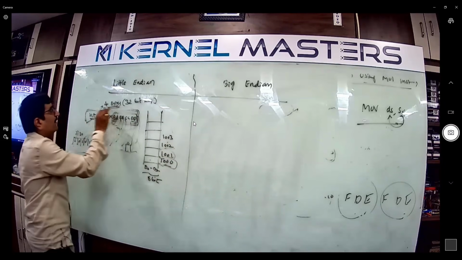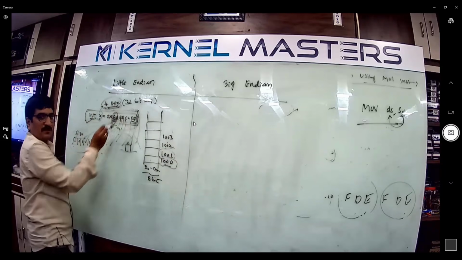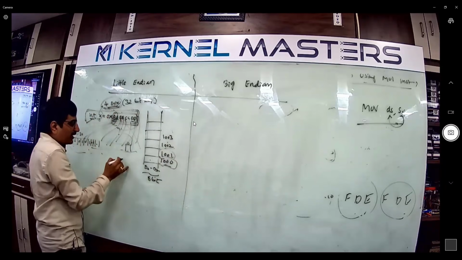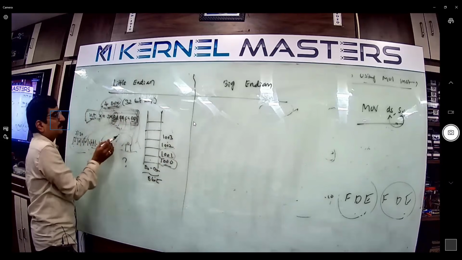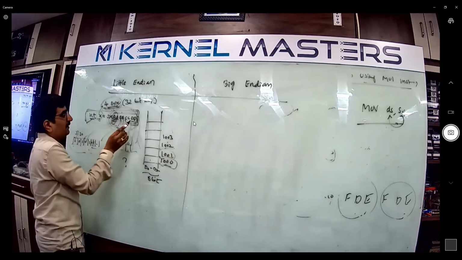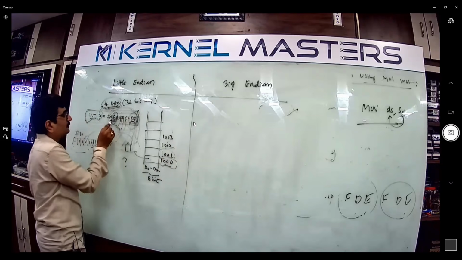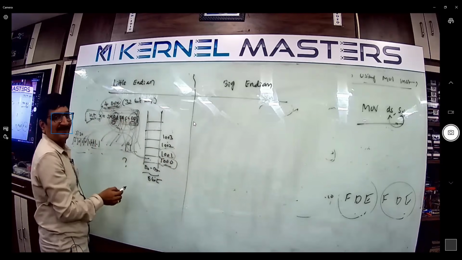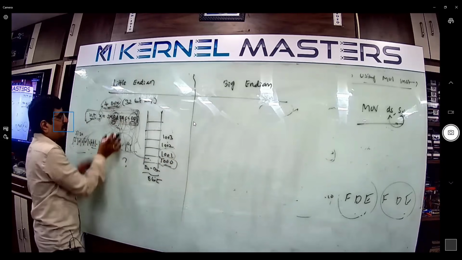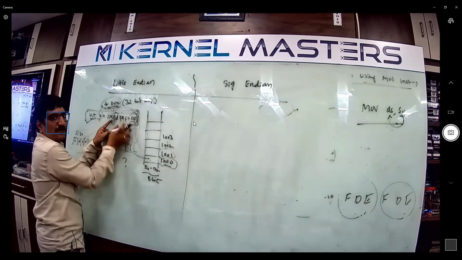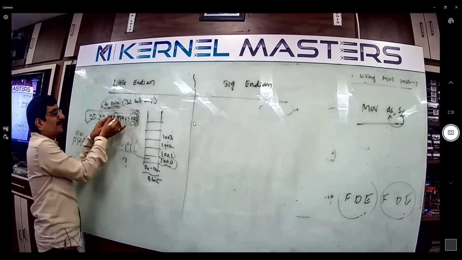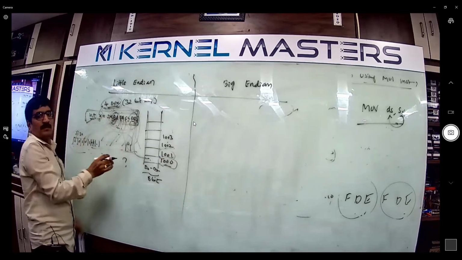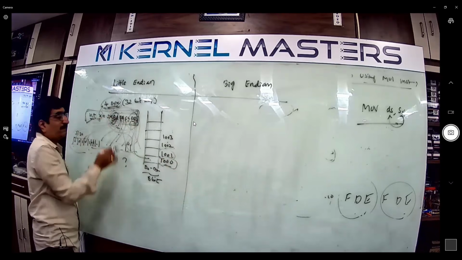But our requirement is 4 bytes. For these 4 bytes of data, there is a question: first store DD or first store AA? Here 4 bytes are there. In memory you can store byte by byte only. First byte, next second byte, third byte, fourth byte. Memory can always store byte by byte only.